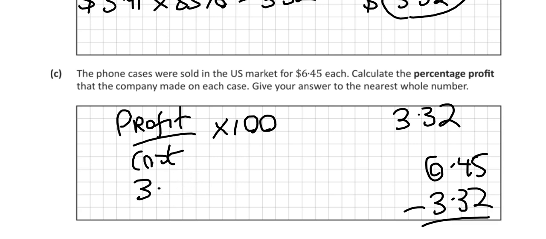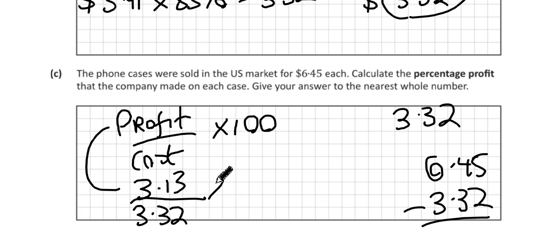Yeah. Now you put that over the cost. Profit is $3 and 13 cents. So what's the cost? $3 and 32, and then multiply that by 100. So we do that calculation now. 3.13 divided by 3.32 multiplied by 100. Number 94%.